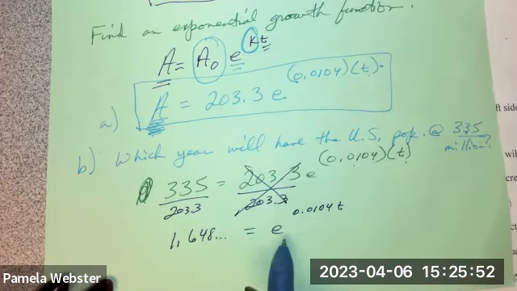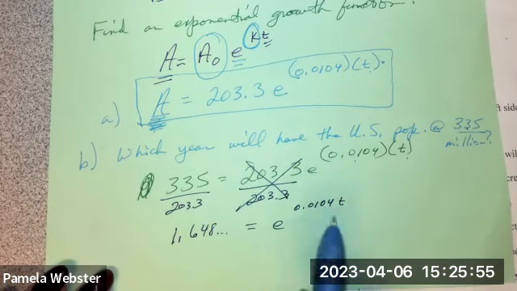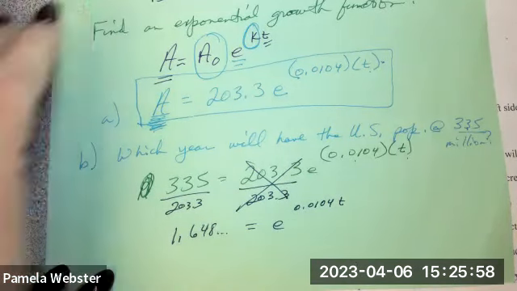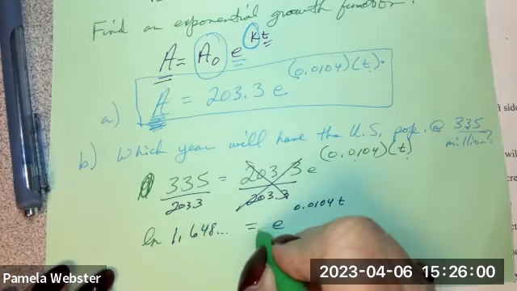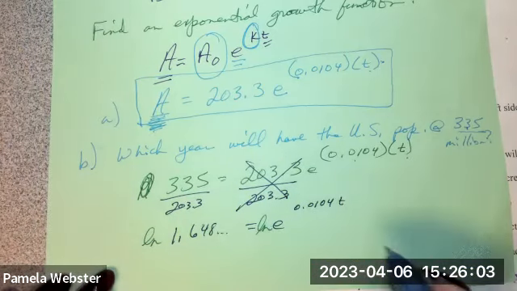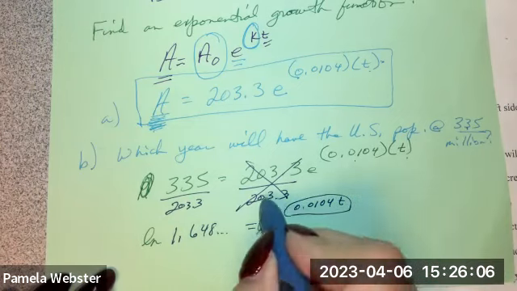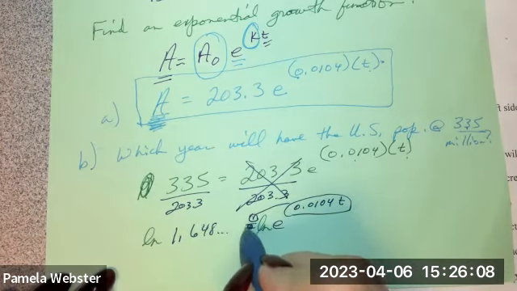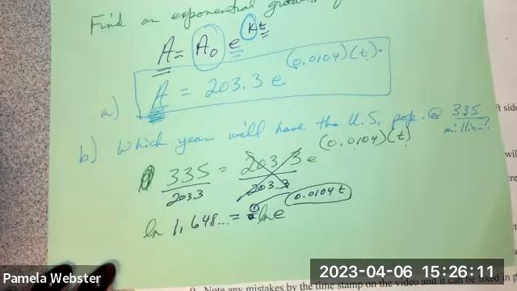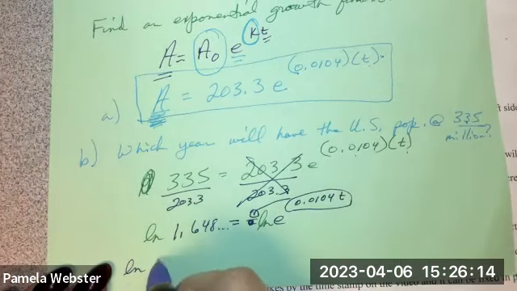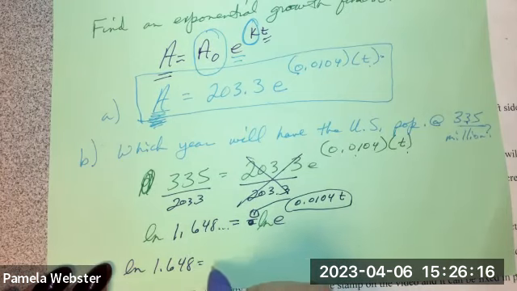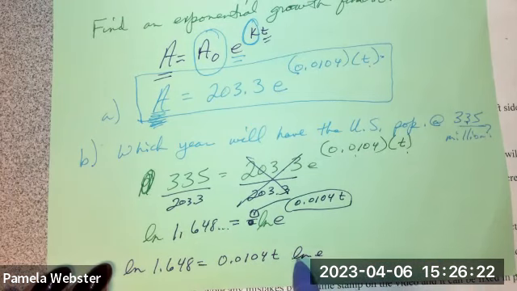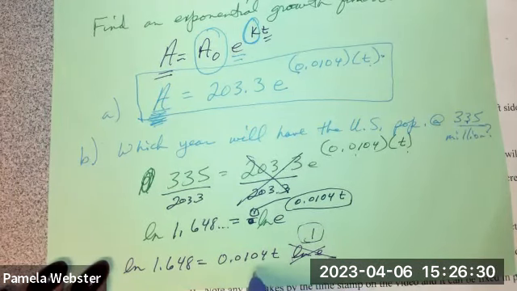Okay. And then I look at this and I go, oh, hey, e is by itself. I'm going to take the logarithm of both sides. I'm going to do ln because it's an e. And because I did that, I'm going to be able to pull this exponent down in front. I'm going to combine a couple of steps here. So that's the ln of 1.648 is equal to 0.0104 t times ln of e. But we know ln of e is 1, so that's going to go away, because when I multiply 1 by this thing, I just get this thing.